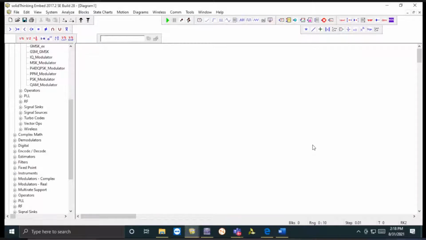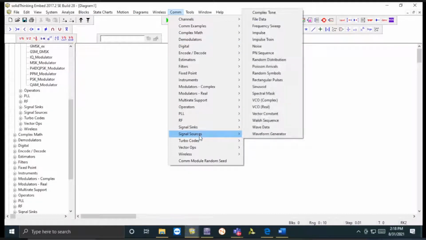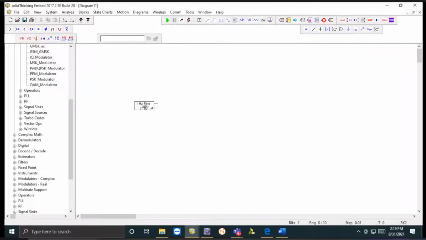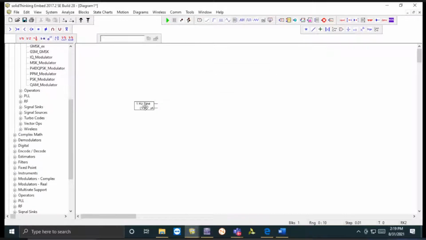So here we'll start with the single tone signal. Let's say we have a single tone signal, so we have to select the signal from the signal source. We'll go to the sinusoid and we'll take one sinusoidal signal, of some 1 hertz.